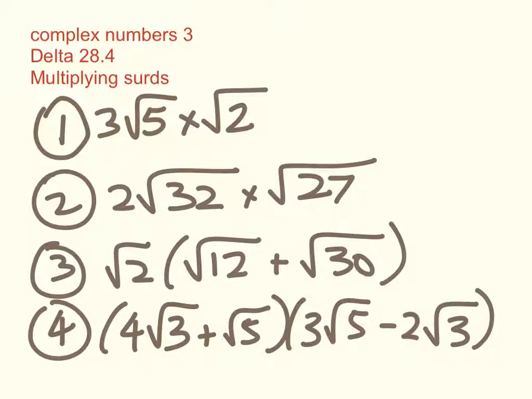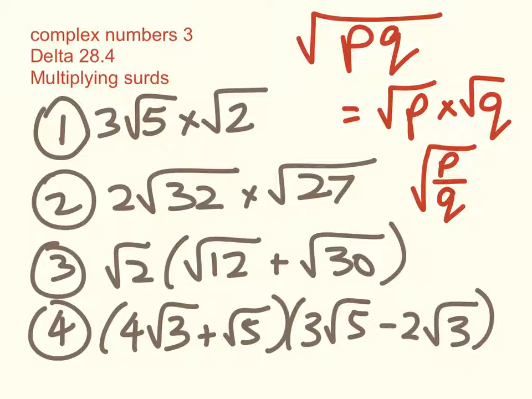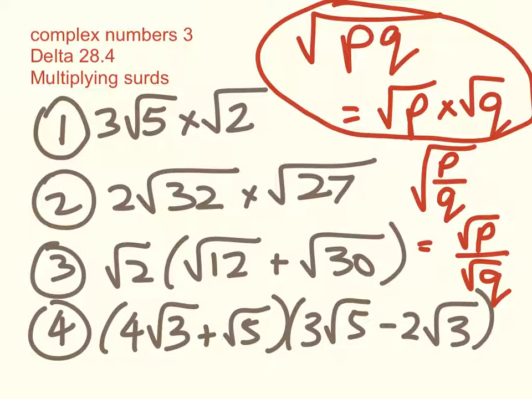Okay, so the 2 basic rules that we're going to use when we do this are these. The square root of a product is equal to the product of the square roots. So that's the first one. The second one, which is really the first one in disguise, is that the square root of a quotient is equal to the quotient of the square roots. Okay, so we're going to work in this video with this rule here.